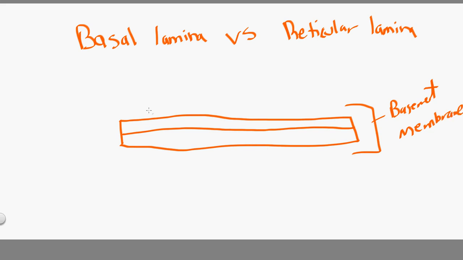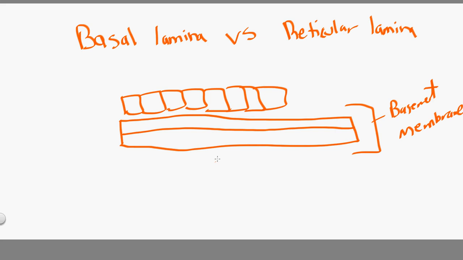Okay. Now, on top of this basement membrane, you have epithelial cells. That is what is sitting on top of the basement membrane. And then under here, under the basement membrane, you have connective tissue. Connective tissue is all under here, under it. And then under the connective tissue, you have the other stuff.